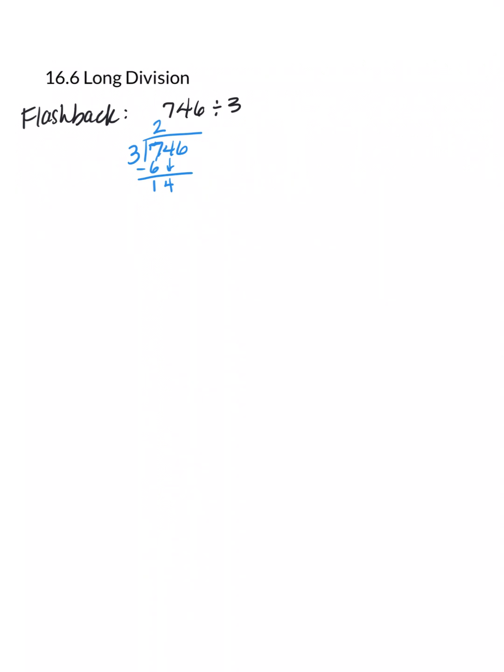Then you ask yourself again, how many times does 3 go into 14? Well, 4 times. 4 times 3 is 12. Subtract 2, bring down the 6. How many times does 3 go into 26? Well, 8. 24. Subtract, and I have 2. Well, I can't do anything more with that, okay? So then I would put my answer, I could put it as a remainder, and I would write it as 2 over 3.